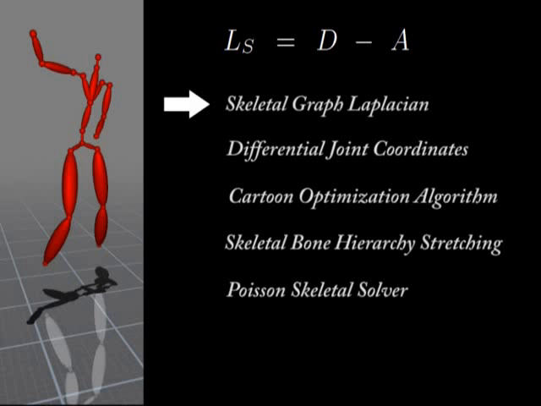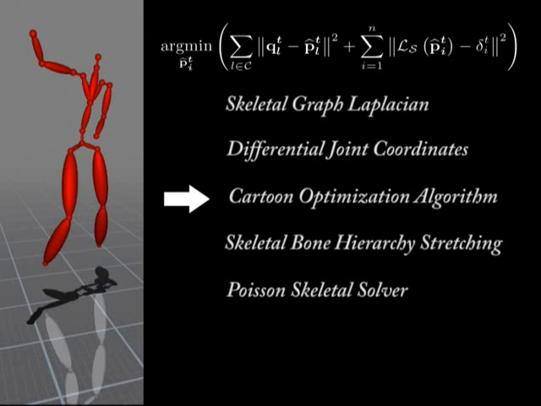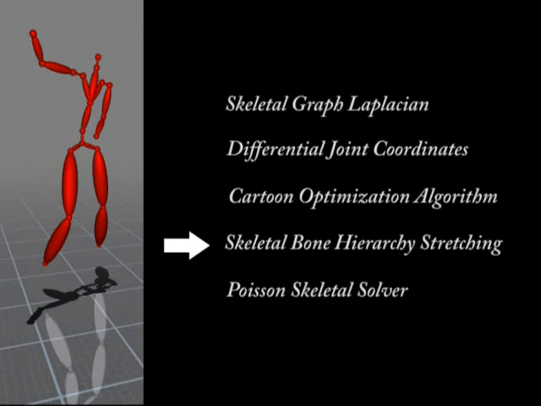Our contributions rely on the skeletal graph Laplacian, differential joint coordinates, and cartoon optimization algorithm. We demonstrate that optimizing mocap skeletal bone hierarchy with stretching effects allows animators to efficiently reuse previously captured animation in the context of cartoon productions. Spatial occurrence of joints is preserved by differential aware scaling represented by a quadratic energy function leading to a Poisson skeletal solver. Please see the paper for more technical details.